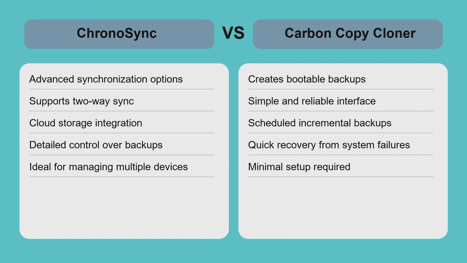For example, if you need to keep files synchronized across devices or with cloud services, ChronoSync is the better fit. But if you want a reliable, easy-to-use solution for full system backups and quick restores, Carbon Copy Cloner stands out. Both tools are robust, but your choice depends on whether flexibility or simplicity and bootable backup capability matter most.